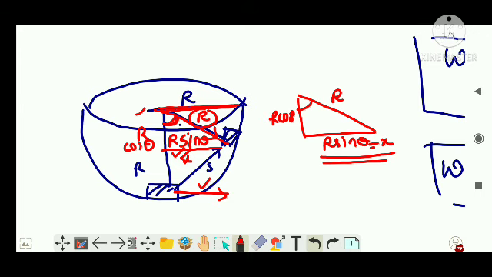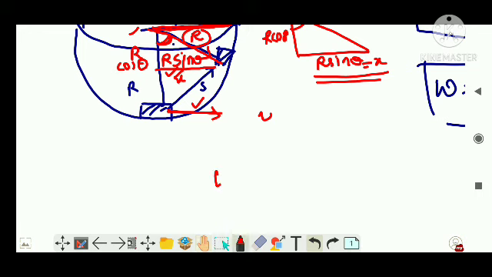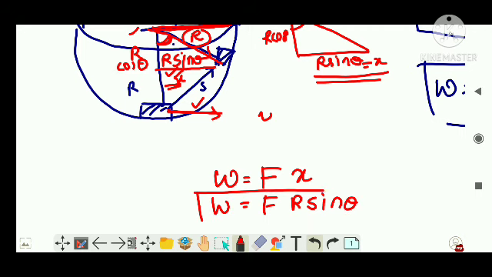R sin theta. So work done: force has no component, F into the component of displacement, which is x. And the magnitude of x as per the figure is F into R sin theta. Clear? This is your work in this problem.